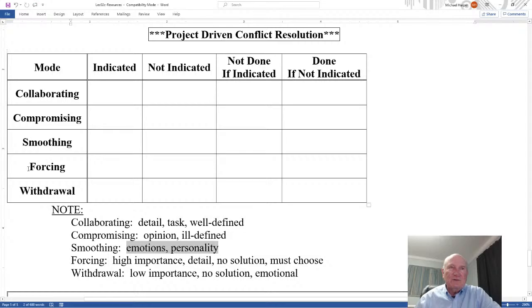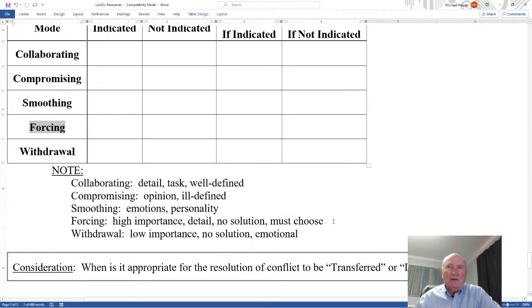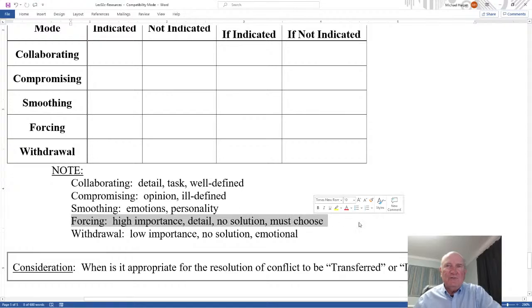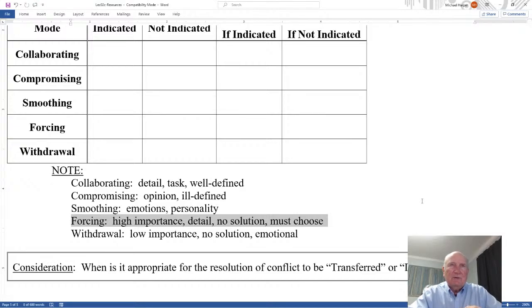And the next one is forcing. Interesting. It's a high importance conflict. It's detailed. There's no real solution. And you must choose, and only then do you force a resolution. In other words, I'm the project manager. It's my responsibility. We're not coming to an agreement. We're not compromising. There is no real single solution that we're all going to agree on. So I'm making a command decision. This is what we're doing. So let's all come together and make it work.